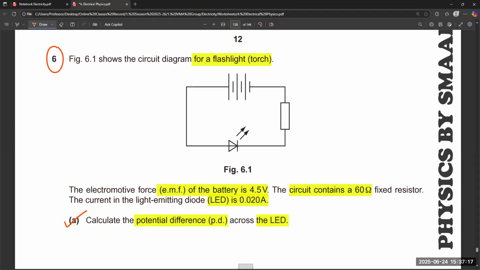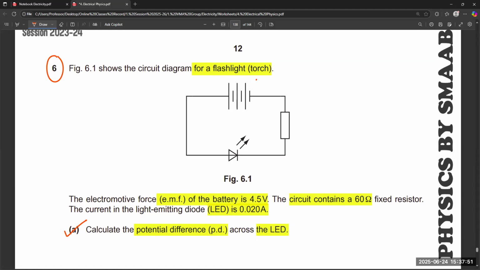Remember one thing, both are connected in series combination. So that's why we have EMF and potential difference terms in the question. This will help you to differentiate between EMF and potential difference. This is 4.5. Resistance is 60. And current is 0.02.